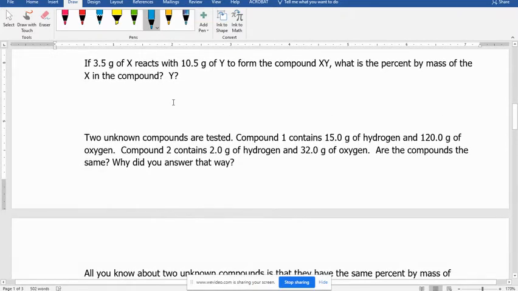So let's look at our next problem. Here we have 3.5 grams of X combining with 10.5 grams of Y. It's forming XY. What's the percent by mass of the X and of the Y? So here again, they're giving us two parts. If we add these two parts together, that's going to give us our whole. So for X, we would have 3.5 grams of X over the total amount, which would be 14 grams, times 100.